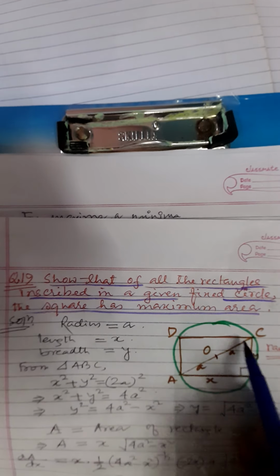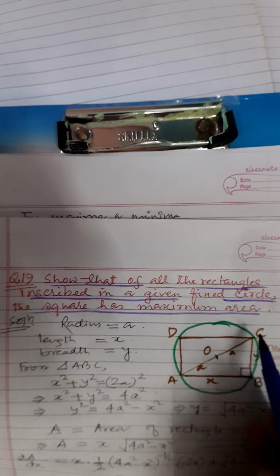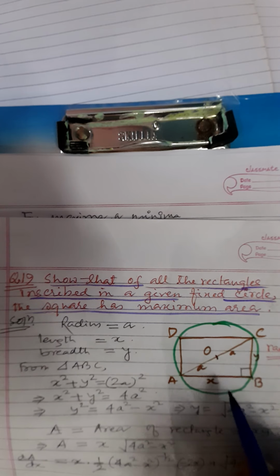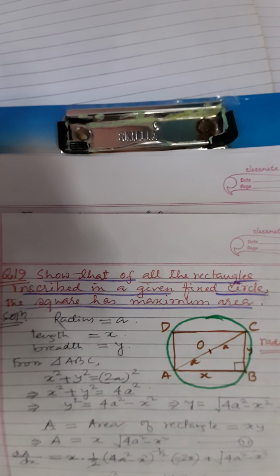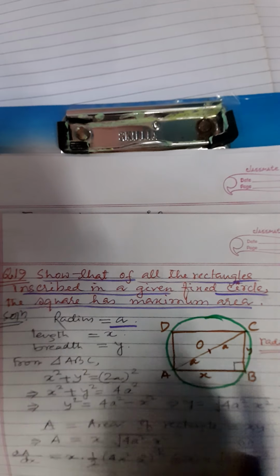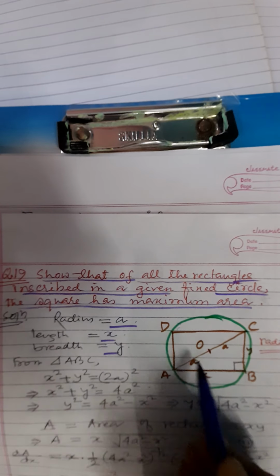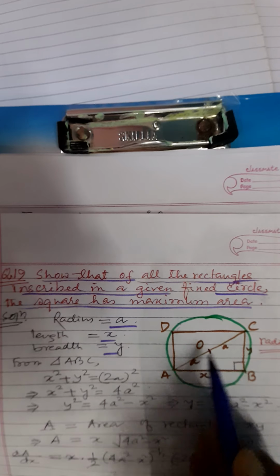So this is a rectangle which is inscribed in a circle, but if the area is maximum, it will be a square. When the area of the rectangle is maximum, then it will become a square. That we have to show. Here, the radius of the circle is assumed as a, the length of the rectangle is x, and the breadth of the rectangle is y.